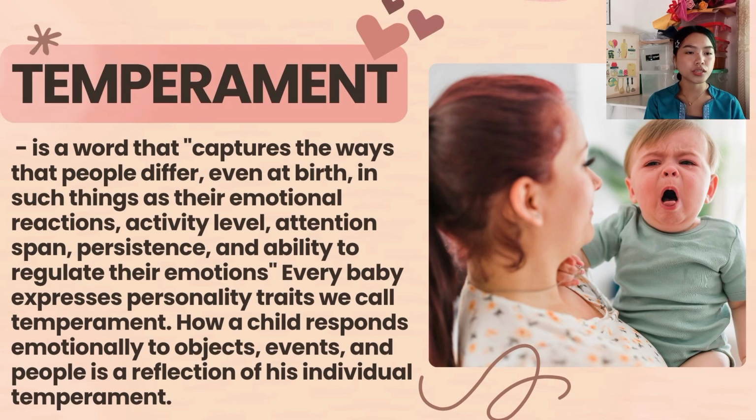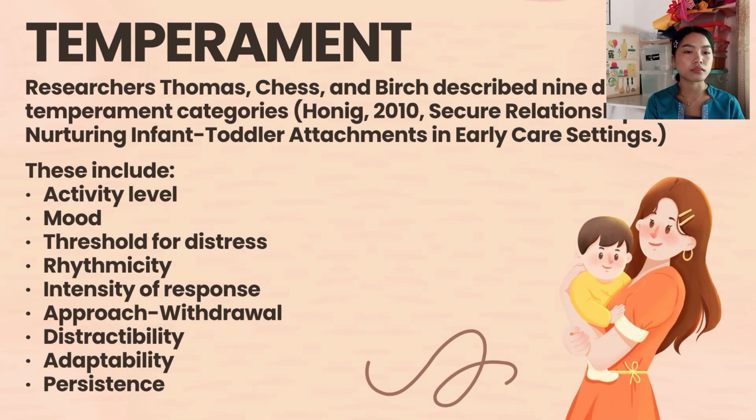So let's proceed. Temperament. Researchers Thomas, Chess, and Birch describe 9 different temperament categories. So this includes activity level, mood, threshold for distress, rhythmicity, intensity of response, approach, withdrawal, distractibility, adaptability, and persistence. So we will dig deeper into these categories. So let's proceed with activity level.